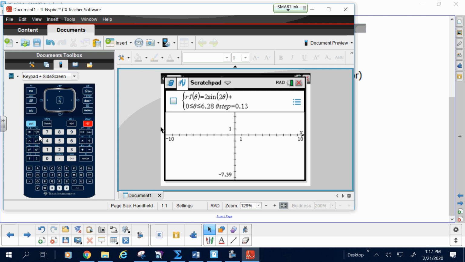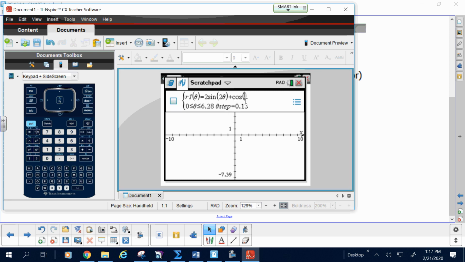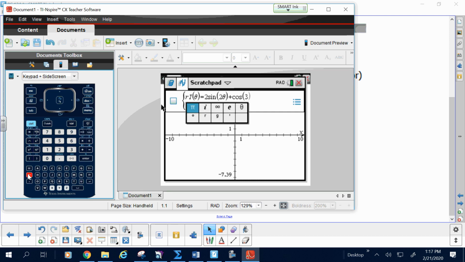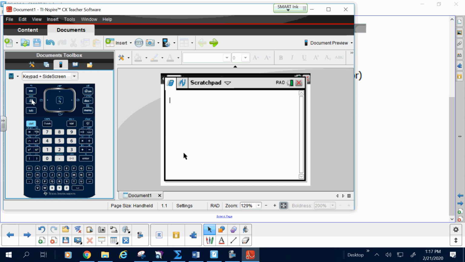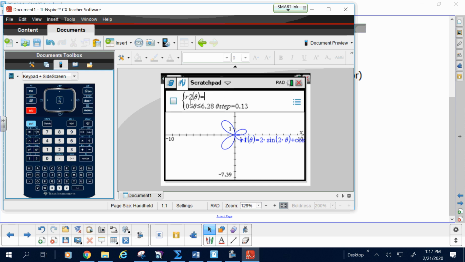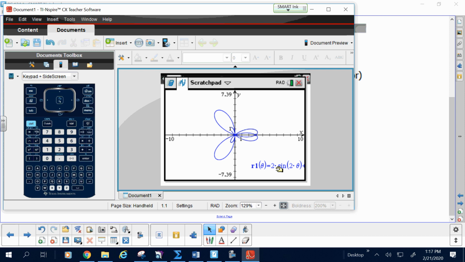Cosine 3 theta. I'm so slow. Did I make a mistake? Oh, I did. I typed it in wrong, didn't I? 3 cosine, where did I mess up? Oh, 3 cosine 3 theta. Okay. Are we cool? Do we all agree with the graph?